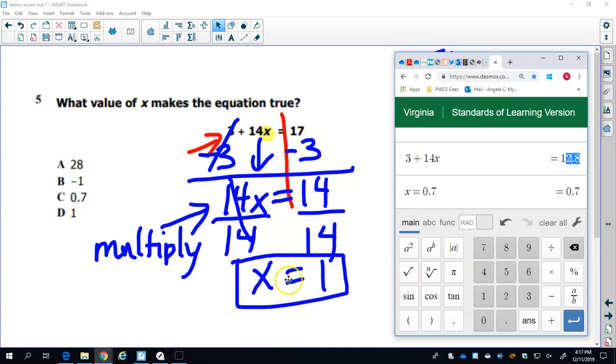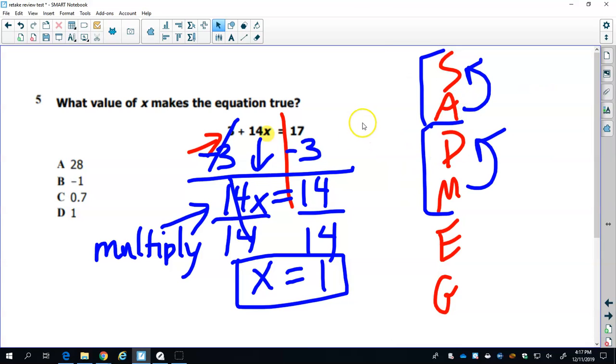So now we got 1 for our answer, so we're going to put in the one that we know is correct, but we're checking it. And look what happens. If I put in 1 for x, which is the answer that we got, I get the 17 that I'm looking for. So think about what you may have done wrong for this problem. And if you got this one wrong, write down on your paper what your mistake was.